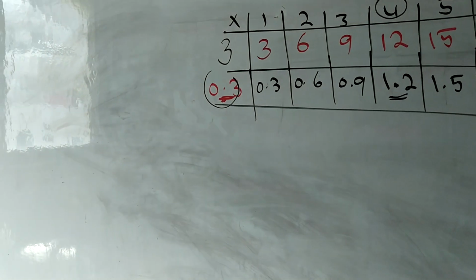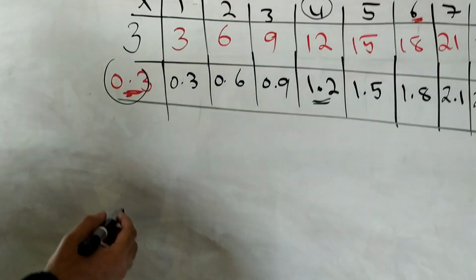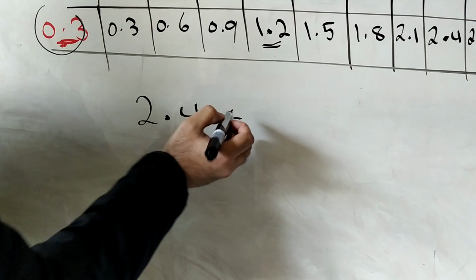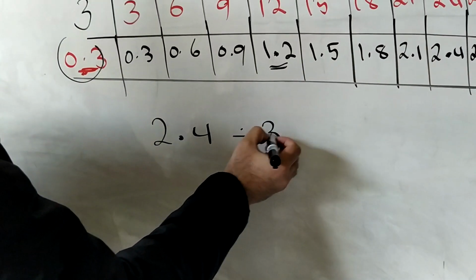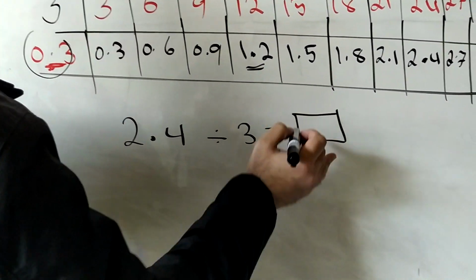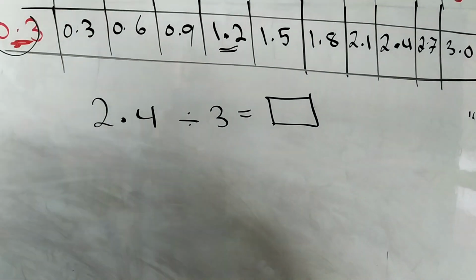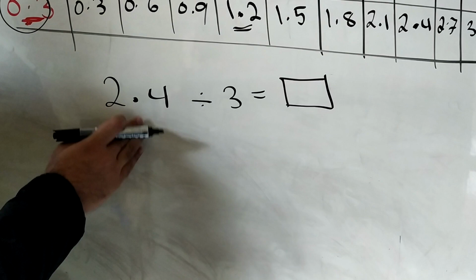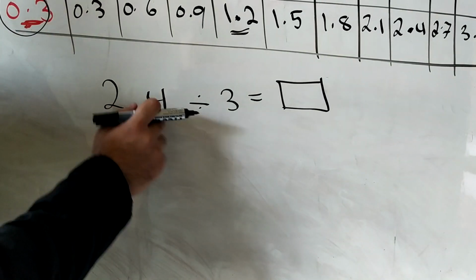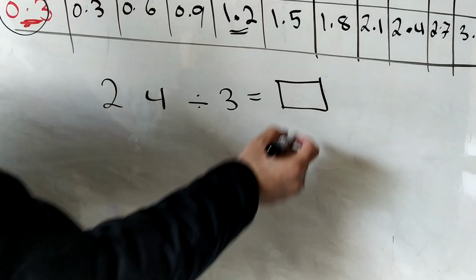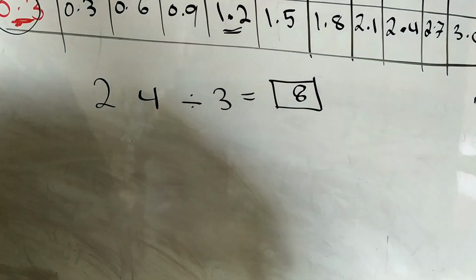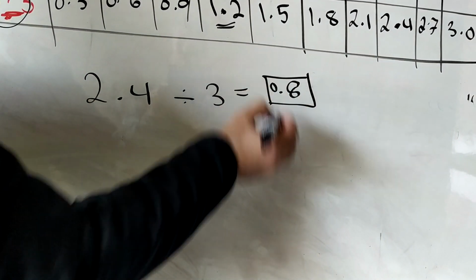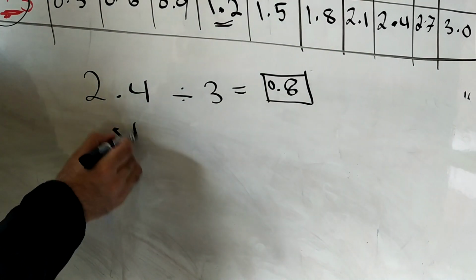Now, if we have this calculation, for example, 2.4 divided by 3 equals something, okay? Now we can say we have to follow 3 steps. Step number 1, hide the point. 24 divided by 3 equals 8. Put the point again, because here we have the point. So, we have 3 steps.